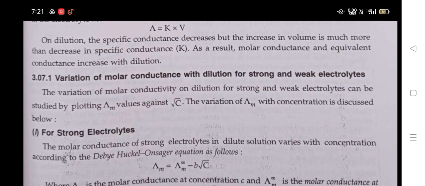Variation of molar conductance with dilution for strong and weak electrolyte. The variation of molar conductivity on dilution for strong and weak electrolyte can be studied by plotting lambda m values against root C. The variation of lambda m with concentration is discussed below.